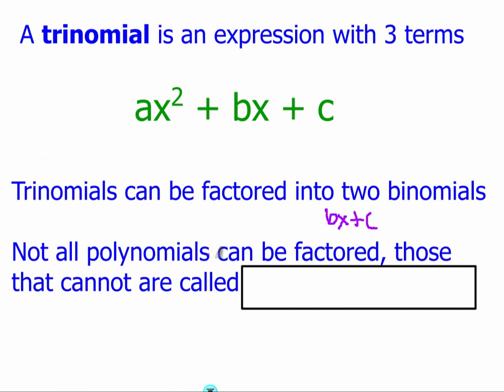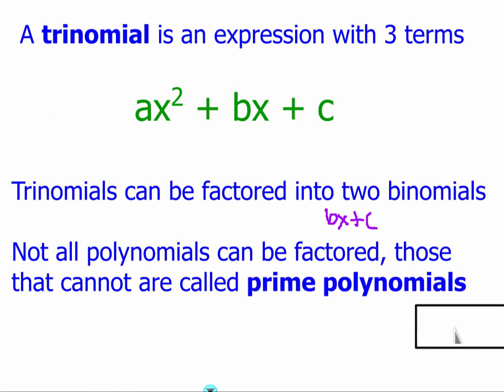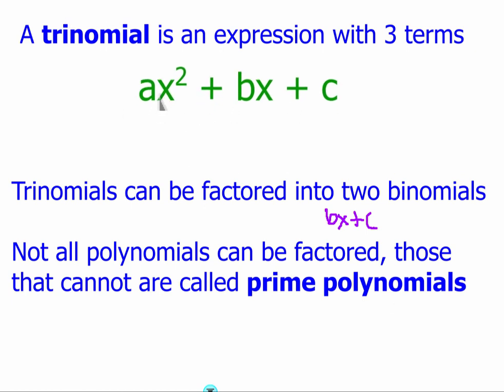And not all polynomials can be factored. The ones that can't are called prime polynomials. So what we're going to be trying to do is take something that looks like this, ax squared plus bx plus c, and split it into two binomials that are going to be, to use different letters, dx plus f and hx plus g. And these letters don't mean anything except that they're numbers. So let's talk about how we're going to do this.